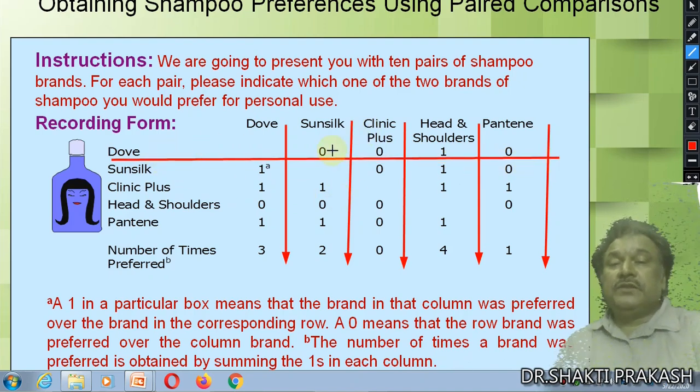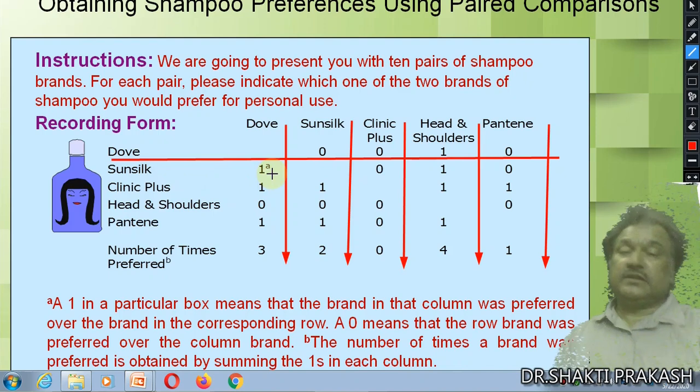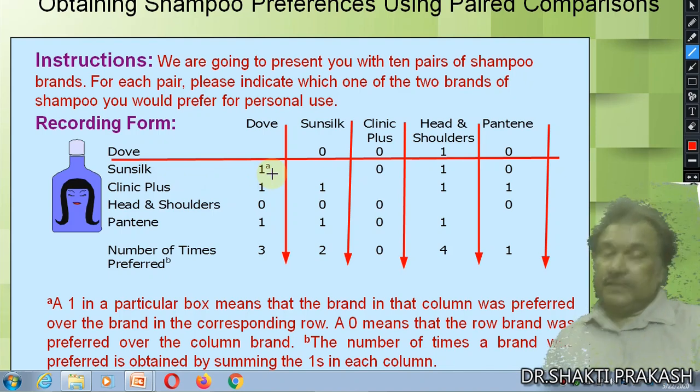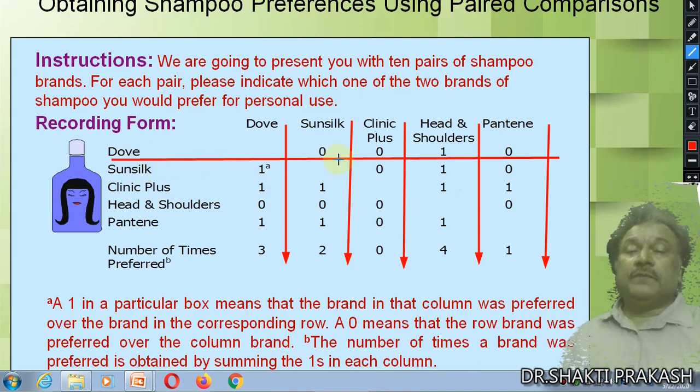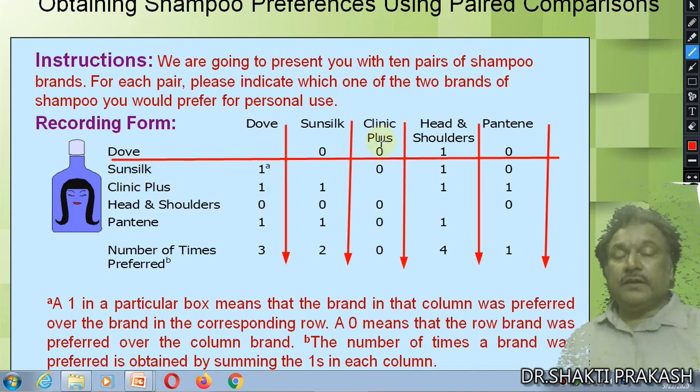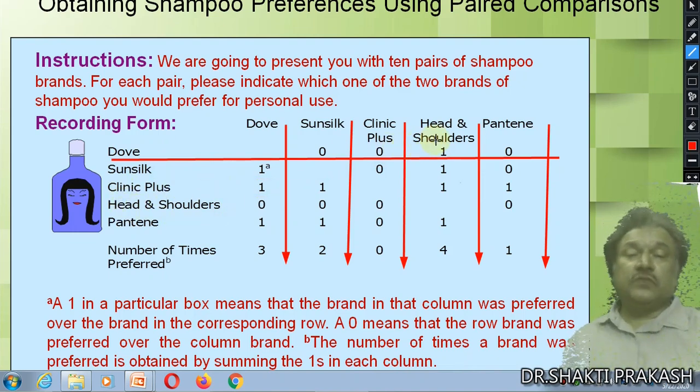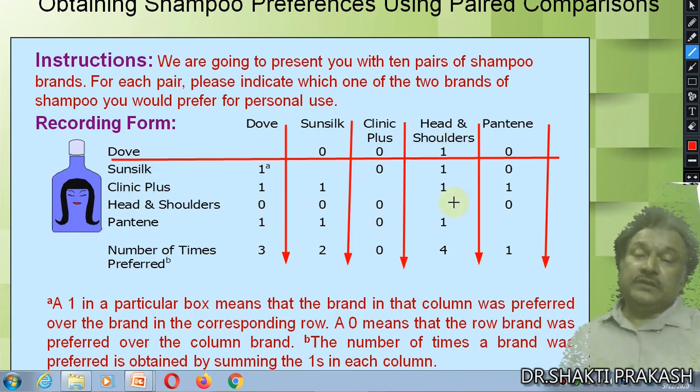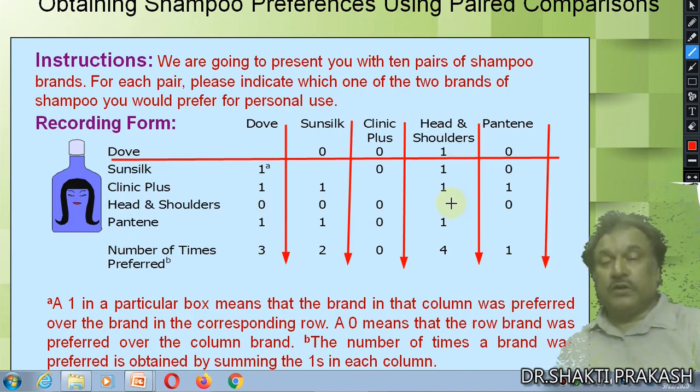Dove is compared with Sunsilk, and in front of Sunsilk the marks are the marks of Dove, because Dove is better than Sunsilk. Then Dove is compared with Clinic Plus. It gets 1 mark because it is better than Clinic Plus. Then it is compared with Head and Shoulder, but in that case it does not get a mark, because Head and Shoulder is better than Dove, as the respondent says.